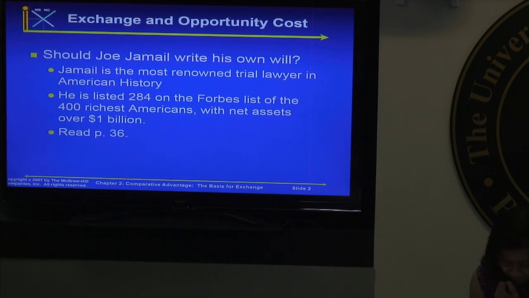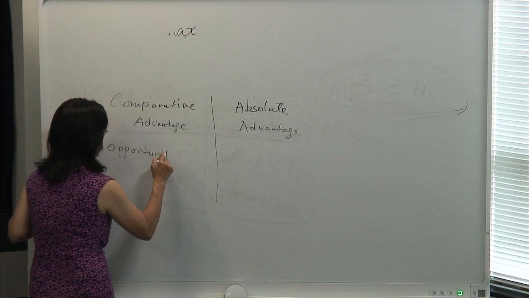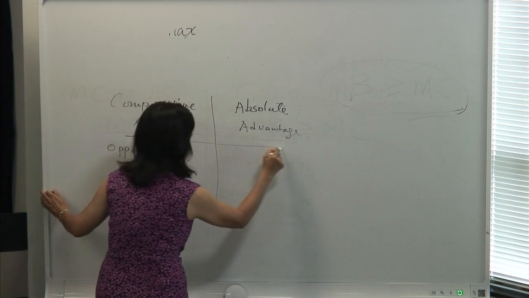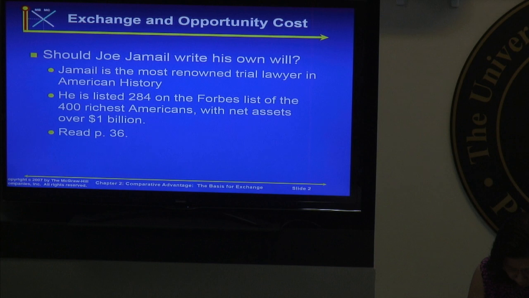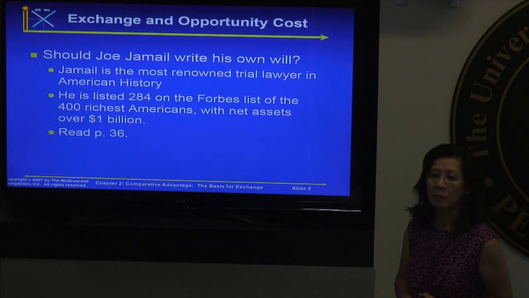Jamel earns many millions of dollars a year, which means that the opportunity cost of any time he spends preparing his will would be several $1,000s per hour. Attorneys who specialize in property law typically earn far less than that amount. Jamel would have little difficulty engaging a competent property lawyer who could prepare his will for him for less than $800. So even though Jamel's considerable skills would enable him to perform this task more quickly than another attorney, it would not be in his interest to prepare his own will.